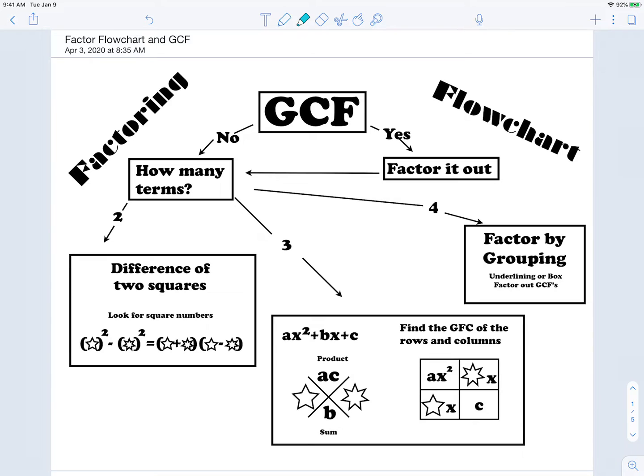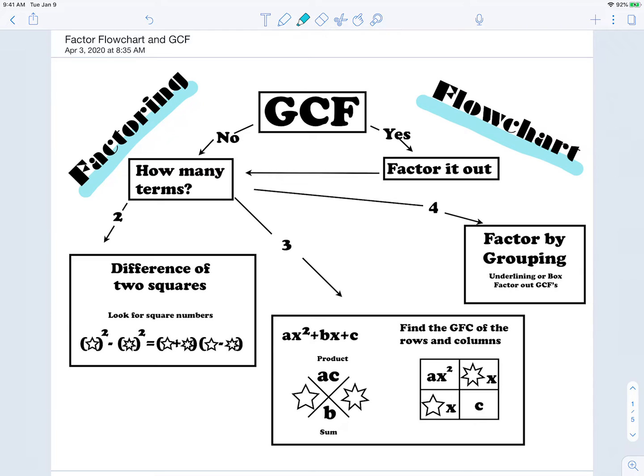So this is a factoring flowchart and you have two options. You can either copy it all down onto a piece of paper or print it. I have attached the PDF in this class assignment. I'm going to be referring to this factoring flowchart the entire time. And if you go through this flowchart, it'll help you decide how to factor everything.